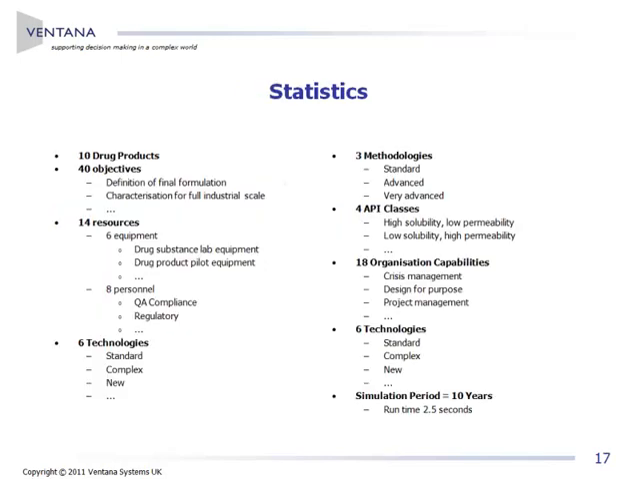Some statistics on the model. The example I'm going to show only has 10 drug products in the model. There are 40 objectives that have to be achieved. They are sequential, but one objective can start at risk before the previous objective is completed. 6 types of equipment, 8 types of personnel, 6 technology types, 3 methodologies, etc. Simulation runs for 10 years and takes about 2-3 seconds on my computer to run. So we can do it.